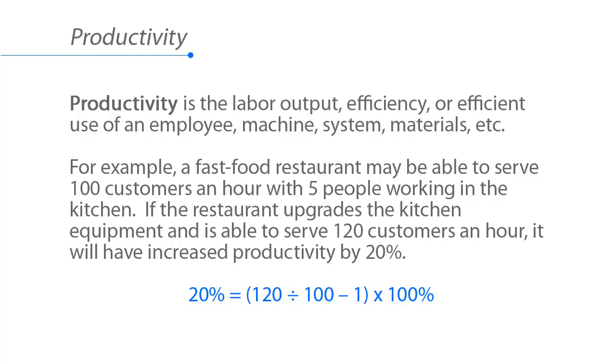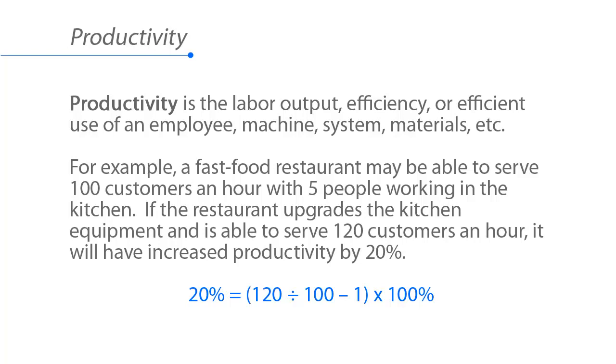For example, a fast food restaurant may be able to serve 100 customers an hour, with 5 people working in the kitchen. If the restaurant upgrades the kitchen equipment and is able to serve 120 customers an hour, it will have increased productivity by 20%.